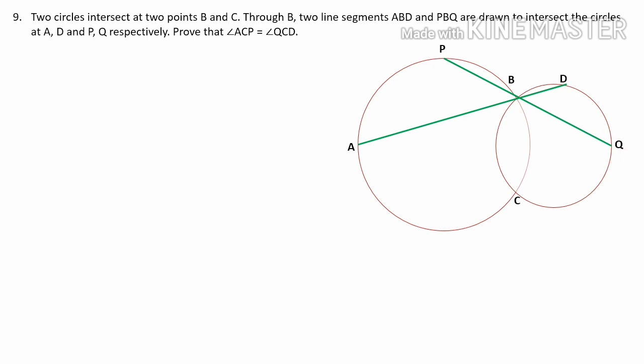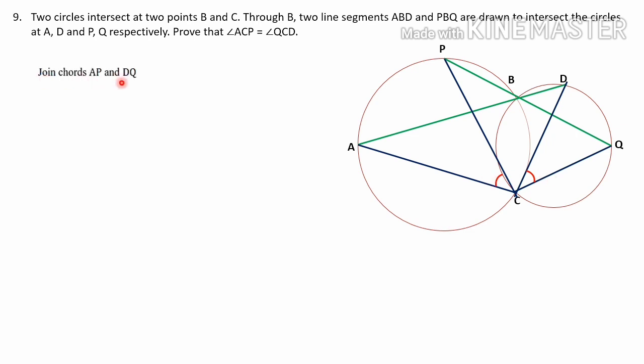Then we have to prove that angle ACP is equal to angle QCD. So let's form these angles. Let's join AC, PC, CD and CQ. From C we have joined all these points. Then we have to prove angle ACP is equal to angle QCD. These two angles we must prove are equal.